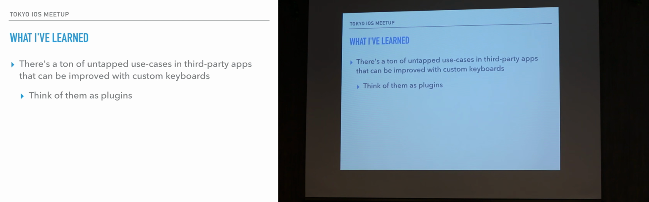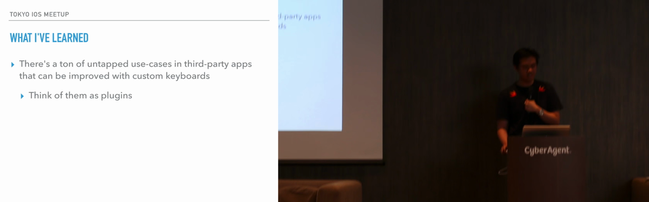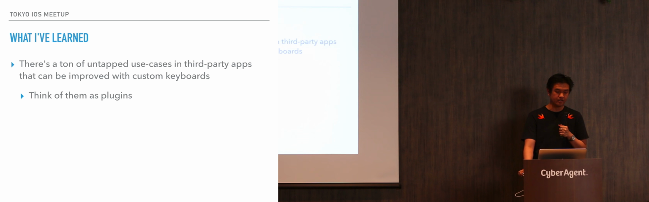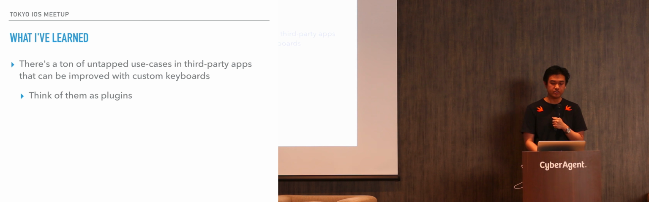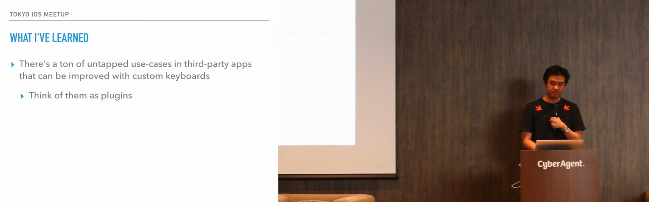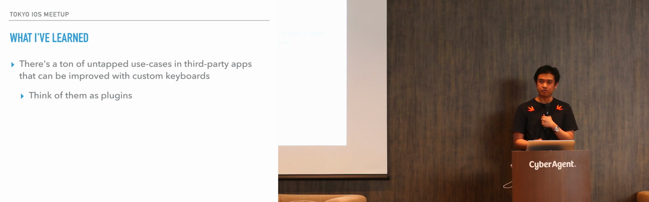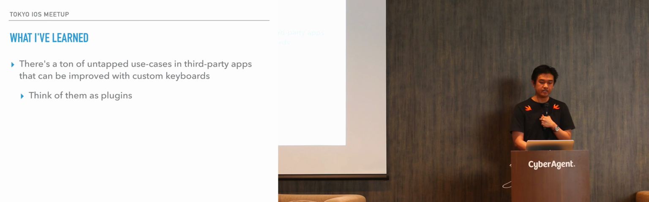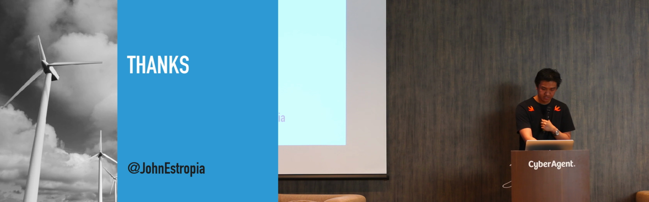We can talk later. So what I've learned from this app is that there's a ton of untapped use cases in third-party apps. Not just your own app, you can look for other apps where users will benefit from instant encoding of something, maybe a to-do list, encoding of dates or something like that. Just think of them as plugins to that external app, and I'm sure you'll find a lot of ideas for keyboard extensions. And that's all for me today. Thank you.